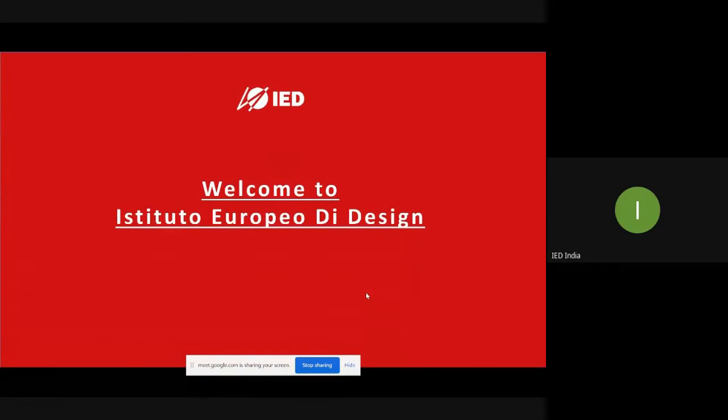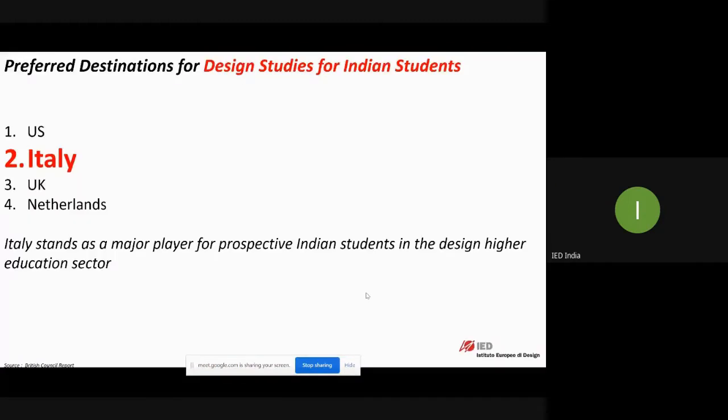So I welcome you all to the Istituto Europeo di Design, or as we call it in Italian, IED. Before telling you about IED, let me make you understand why Italy is so important for design studies. Because Italy, as a preferred destination, stands second in the world when it comes to design studies. I would not give an overall design area. It will be design, fashion, visual communication, arts, restoration, all these subjects. And Italy is very popular when considered as a destination.